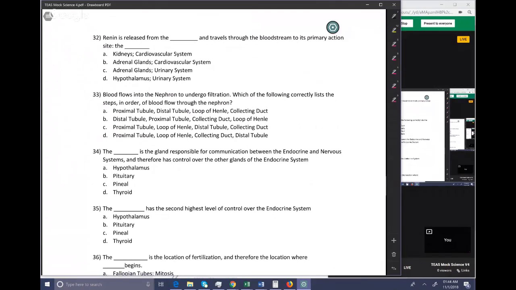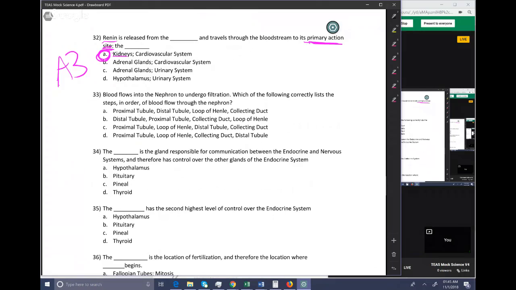Renin is released from where? Travels through the bloodstream and goes to its primary action site, which is where? So renin is released from the kidneys, and that actually in this case will answer our question because there's only one choice that has that blank correct. Its primary action site is the cardiovascular system. Renin is the one that helps control blood pressure in response to what the kidneys are doing. And that is from Anatomy 3, along with urinary system is where that's talked about.